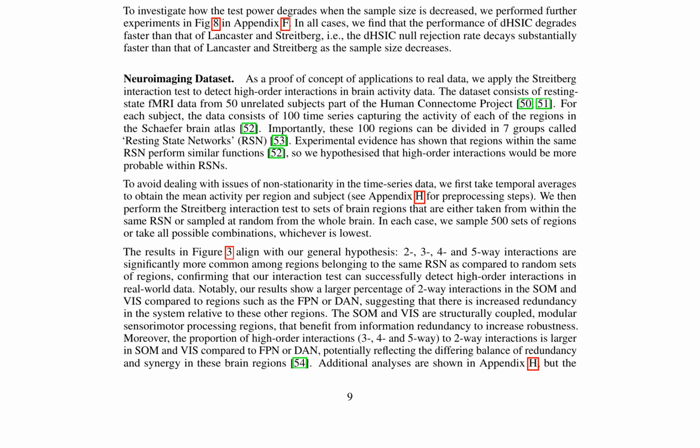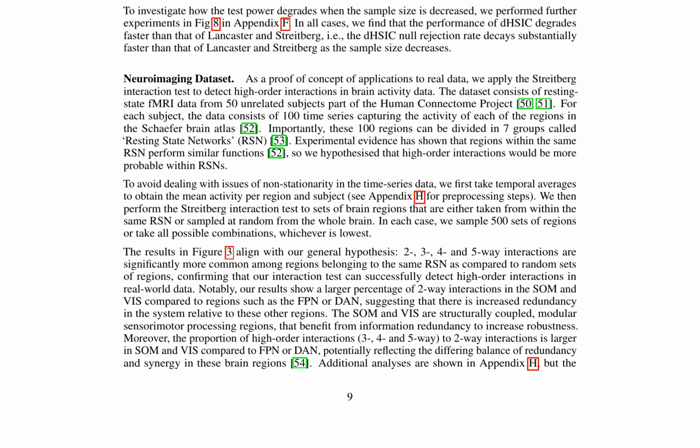The dataset consists of resting state fMRI data, where each subject has 100 time series capturing the activity of each region in the Schaeffer Brain Atlas. The regions can be divided into 7 groups called resting state networks, RSN. The authors take temporal averages to obtain the mean activity per region and subject, and then perform the Streitberg interaction test on sets of brain regions either taken from within the same RSN or sampled at random from the whole brain. The results show that high-order interactions are more common among regions within the same RSN, confirming that the interaction test can successfully detect high-order interactions in real-world data.